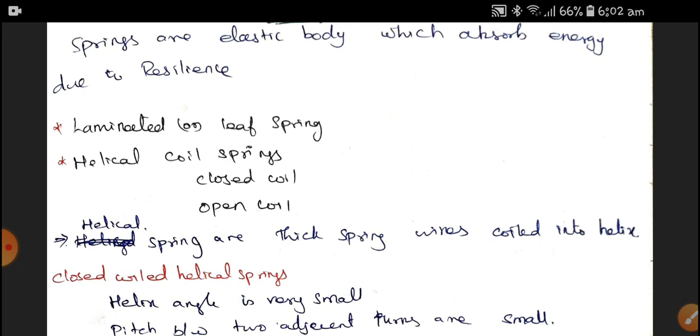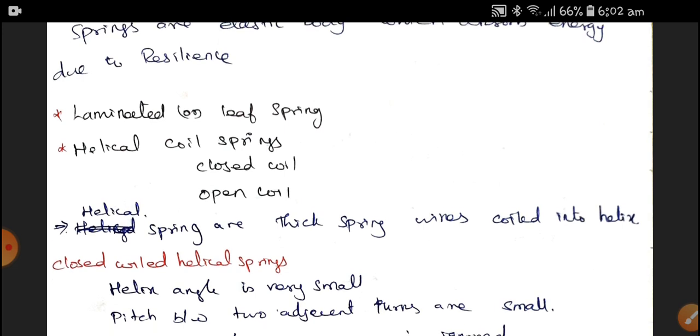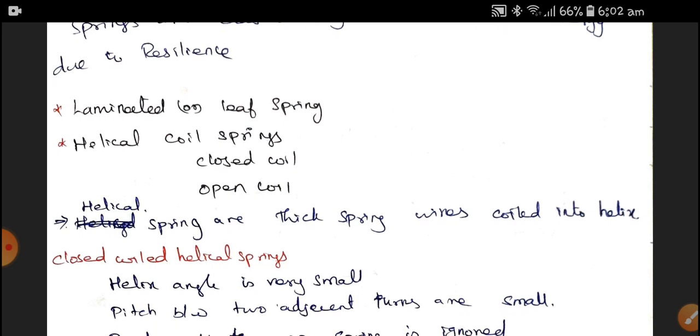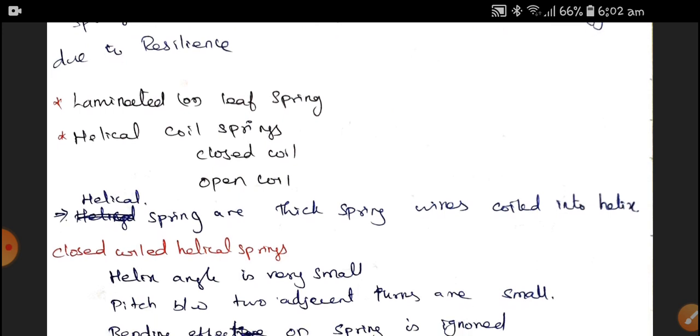Another type of spring is the helical coil spring. In the helical coil spring, we have closed coil as well as open coil helical springs. Why are helical springs called helical? Because they are coiled into a helix. Helical springs are thick springs. First of all, you have to note this: a thick spring wire coiled into a helix. That is why it is called a helical spring.